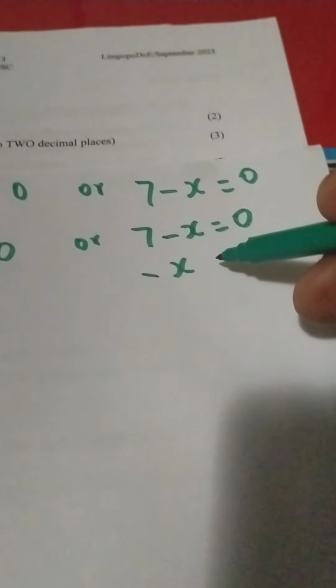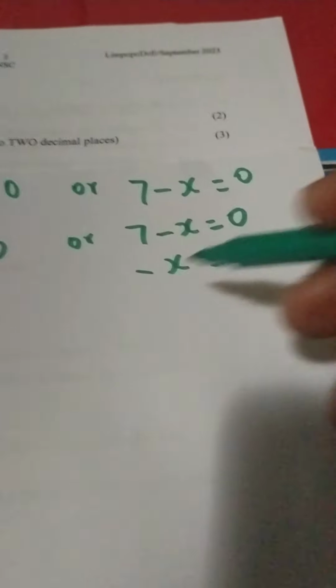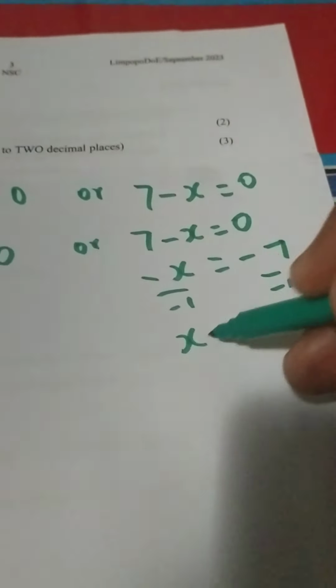For example, x will be equal to 0, or the remaining part, 7 minus x in the bracket, is also equal to 0. So x equals 0 is already our solution. The other solution will be 7 minus x equals 0. We can take the number to the other side, which gives negative x equals negative 7. Divide both sides by negative 1, because of the coefficient of negative 1. x will be equal to 7. That will be an easy 2 marks, right?